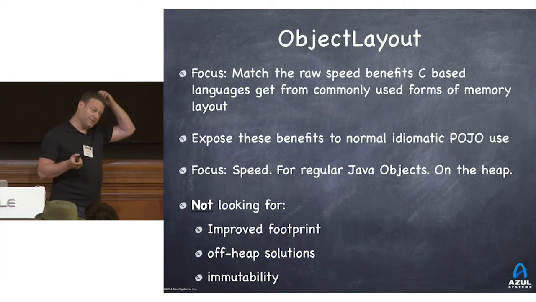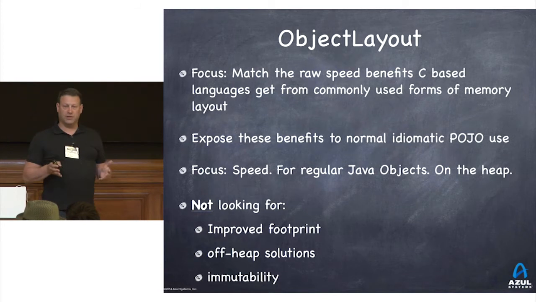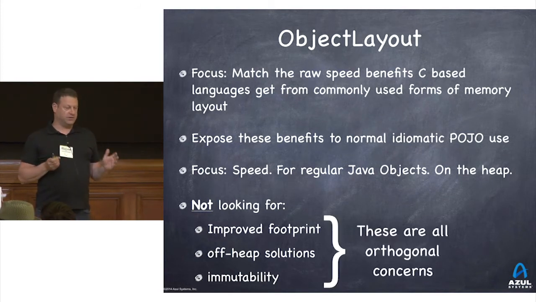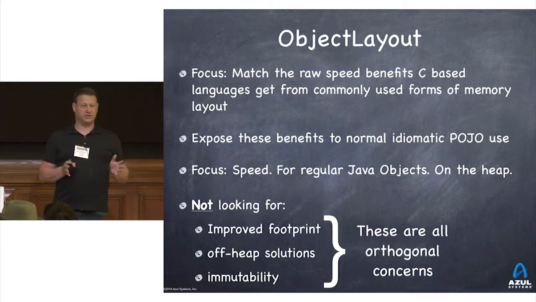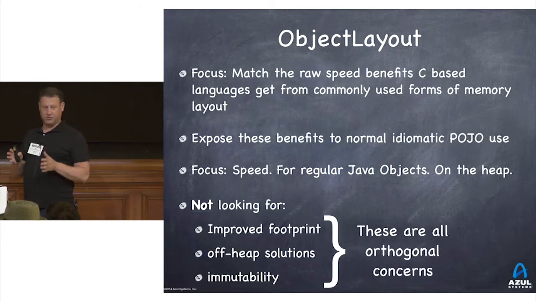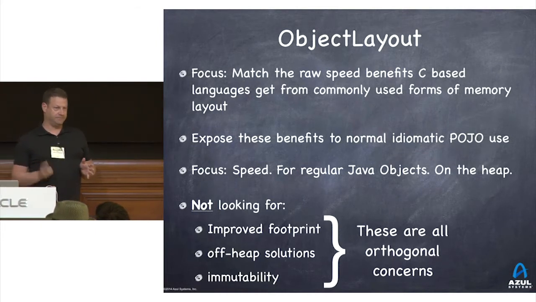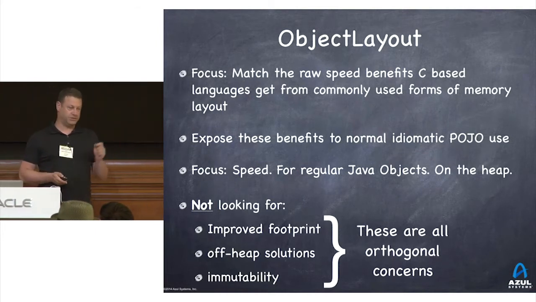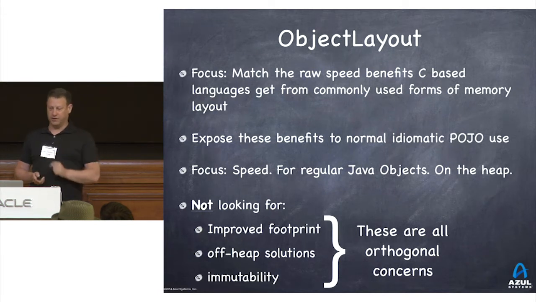This is not about half-heap solutions, and it's not about immutability. Every one of these is simply an orthogonal concern. I'm not saying they're good, they're bad. I'm saying I just don't care about them here. Okay? This is purely about these three things: speed, Java objects, on heap.